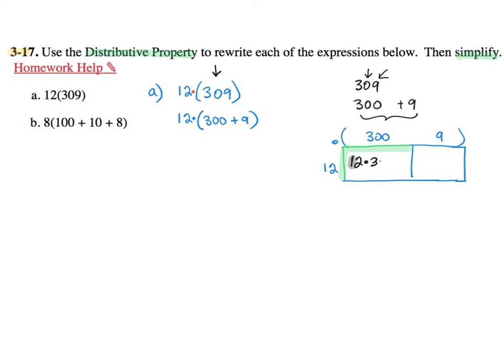times 300. So if I'm doing distributive property, I need to do it the same way here. So it's 12 times 300. That will be my first multiplication. And then for the second area, we're going to go 12 again. So length times width. So 12 times 9. That visually will give us the area. So 12 times 9. And this kind of looks the same.